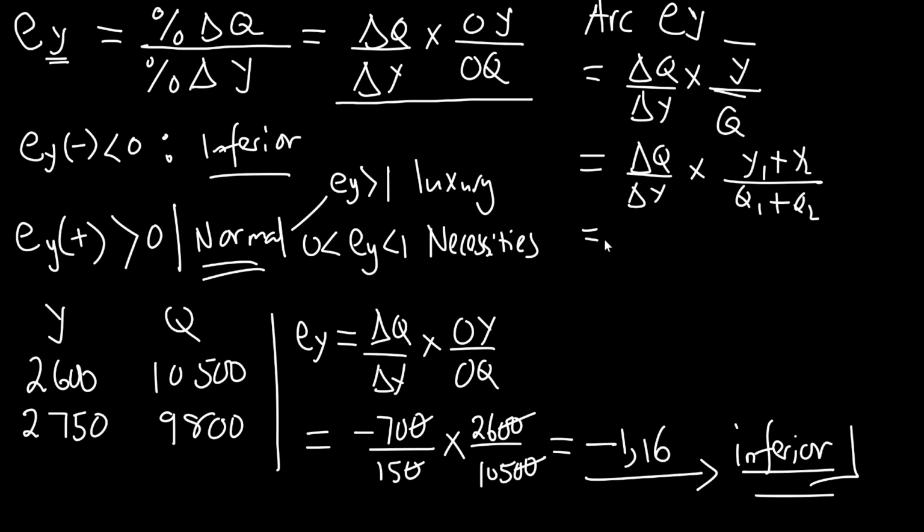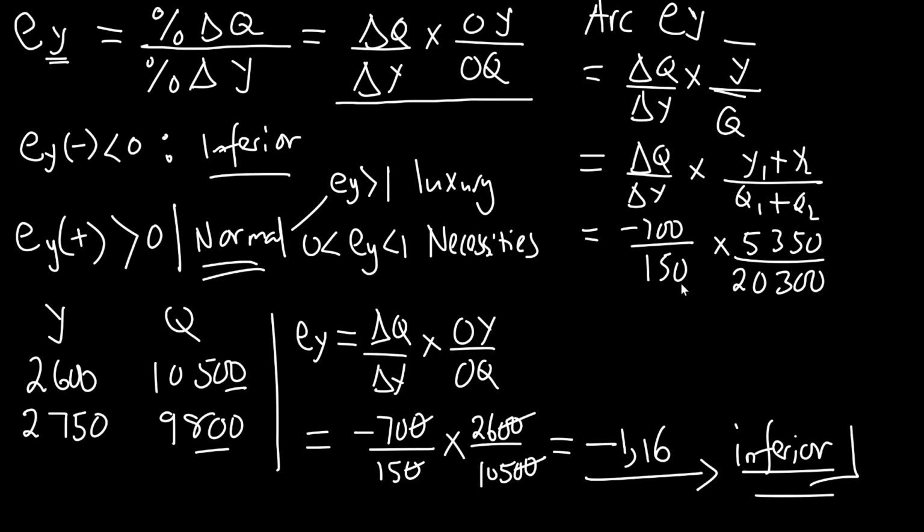So when we solve this, the changes we already calculated. Quantity: 9,800 minus 10,500, it's minus 700. Income: 2,750 minus 2,600, it's 150. Then the sum of income, 2,750 plus 2,600. If we add these two, we must get 5,350. Then if we add the quantity 10,500 plus 9,800, we must get a quantity of 20,300. Put these numbers in your calculator.